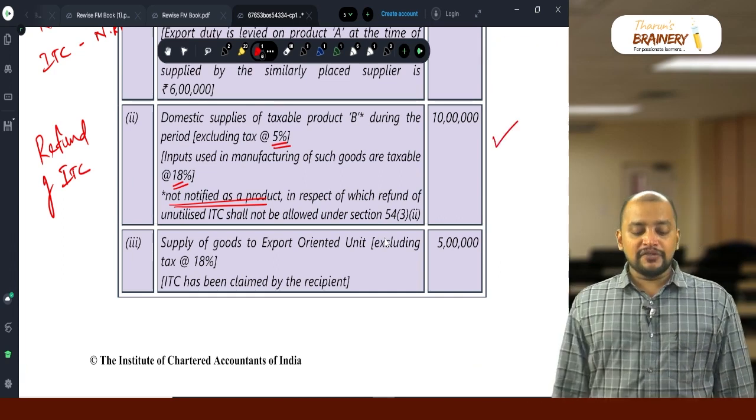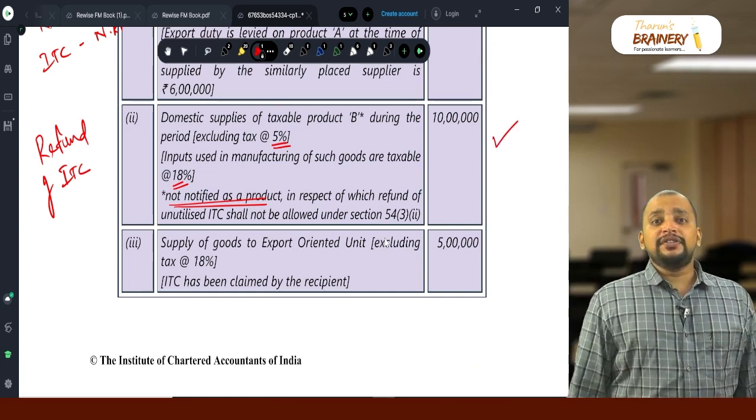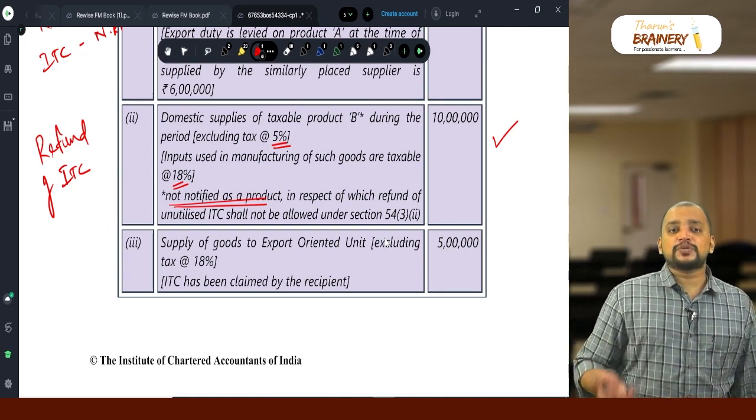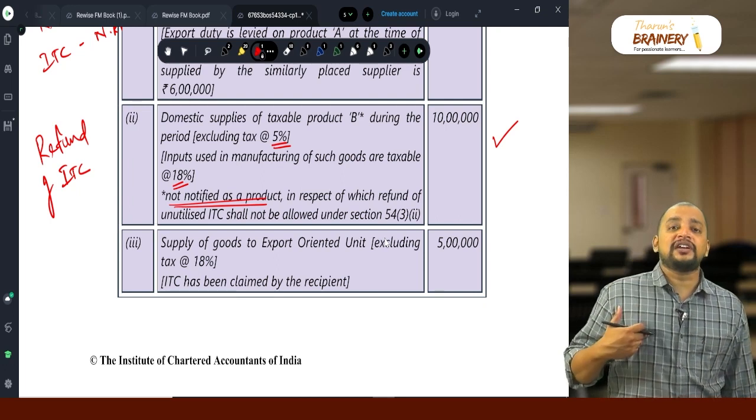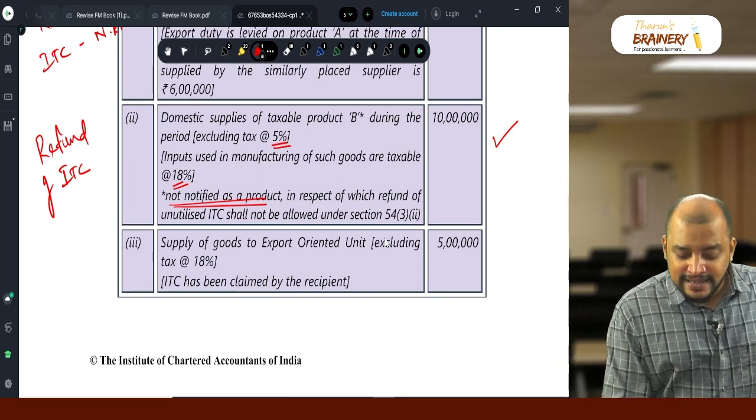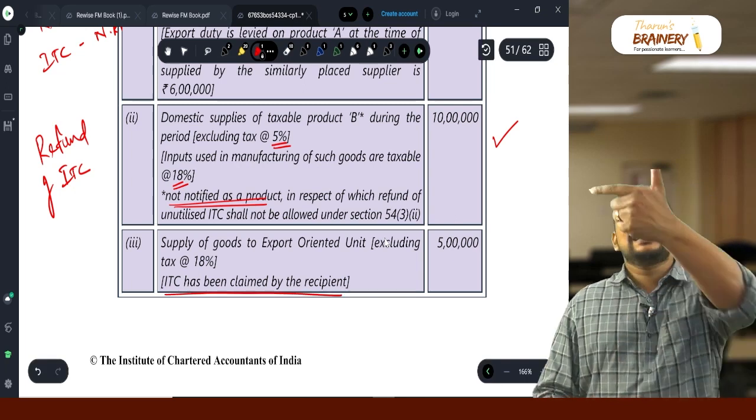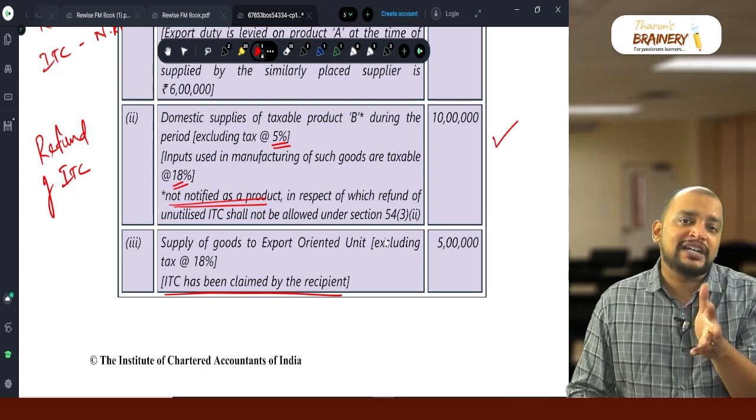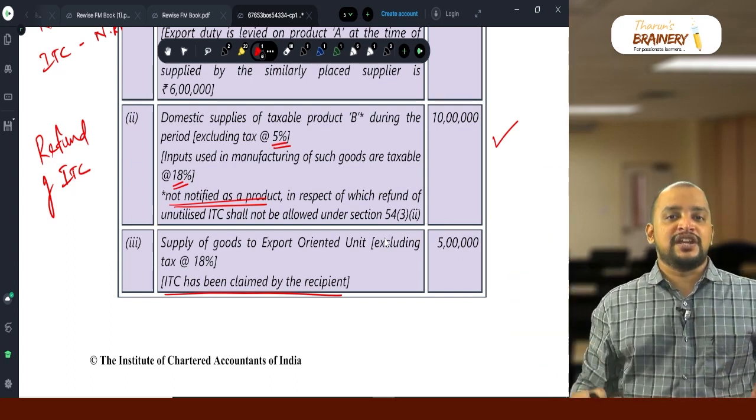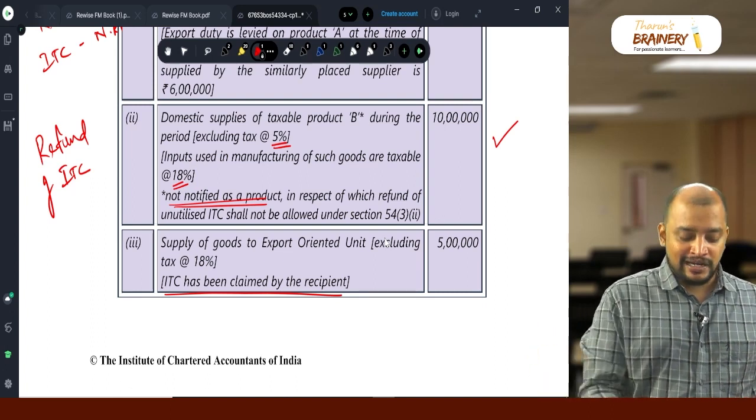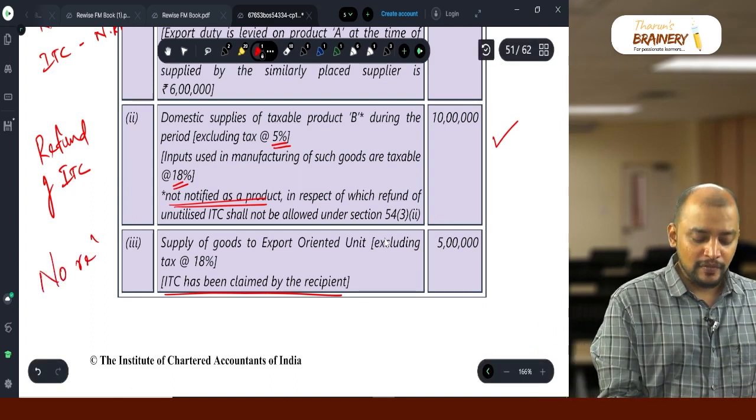Third, supply of goods to EOU. Whenever we are making supplies to EOU, it is deemed exports. In case of deemed exports, either the supplier can claim the refund or the recipient can claim the refund. But here, see the clue, ITC has been claimed by the recipient. When ITC has been claimed by the recipient, it means the supplier charged GST. So then the supplier will not claim the refund, the recipient only will claim the refund. So for the supplier, it will be treated as a normal sale. So no refund.